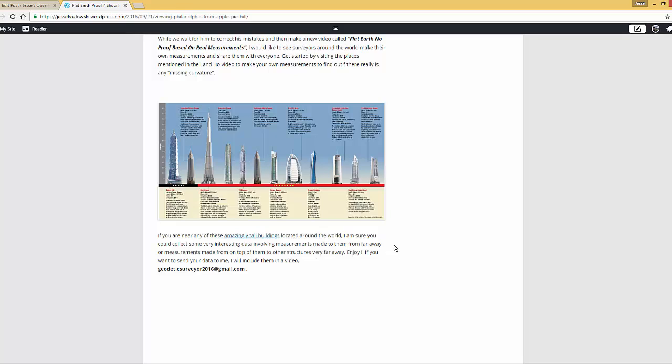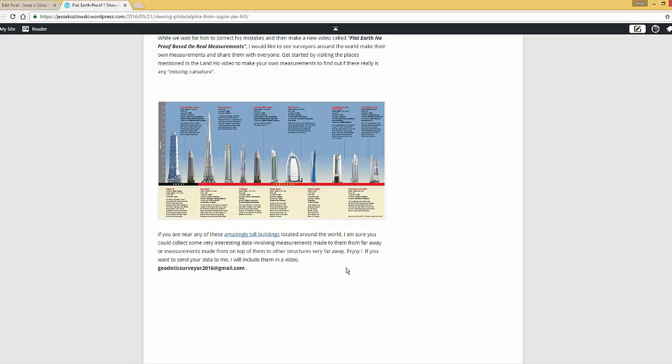Or if you have the ability and the permission to get up on top of one of these buildings to see very far away to some other objects, creating that perpendicular horizontal plane, you will be able to take some very interesting pictures and share them.